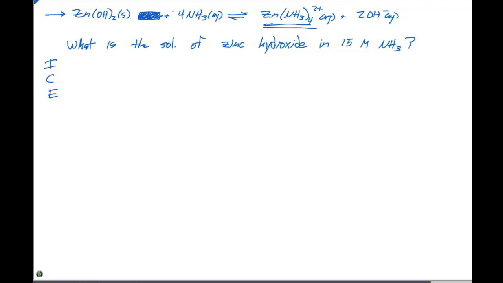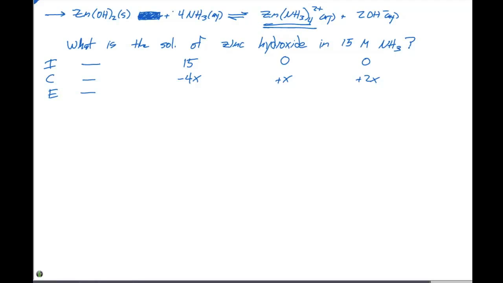The zinc hydroxide is a solid, does not show up in our ice table. The ammonia, we have an initial concentration of 15. And before we add any of the ammonia, or initially, we're going to have a concentration of 0 for the complex ion and 0 for the OH-. When we allow this equilibrium to be established, the change in concentration is going to be plus X for the complex ion, plus 2X for the OH- ion, and minus 4X for the ammonia.